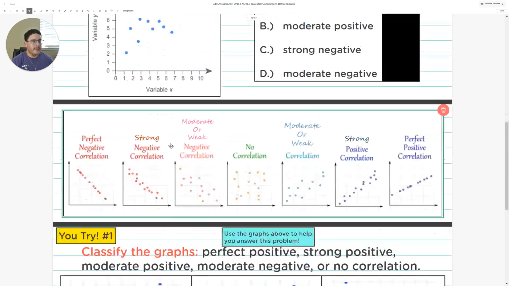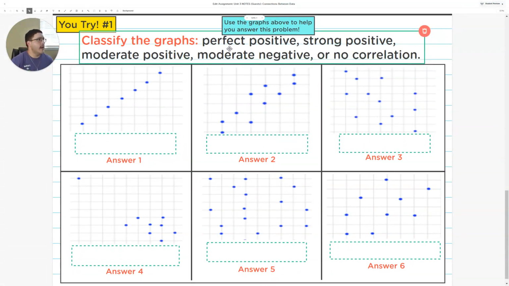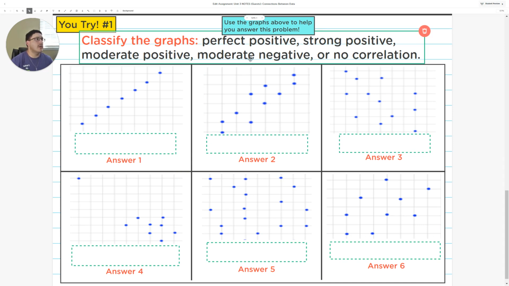Okay, now, what I would like for y'all to do is classify the graphs as either perfect positive, strong positive, moderate negative, or no correlation. So look through these 6 graphs. Each one of these is going to be used 1, 2, 3, 4, 5. One of these is going to be used more than once. Otherwise, everything else will be used only once. So there's only one of them that's going to be used twice.